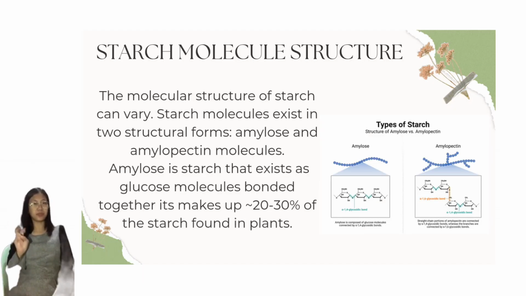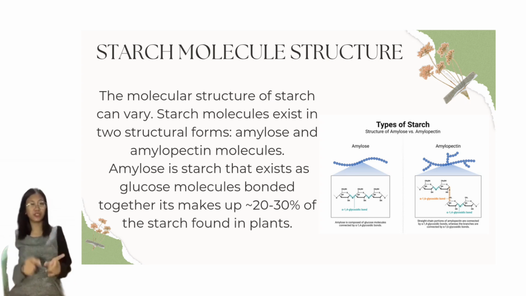There are two types of starch molecule, amylose and amylopectin. Amylose and amylopectin are two different types of structure of starch. Here is how they differ. Amylose is a form of starch made up of glucose molecules bonded together in a straight line or spiral shape. Imagine a long string of beads twisted in a spiral or a screw. About 20 to 30% of the starch in a plant is amylose.